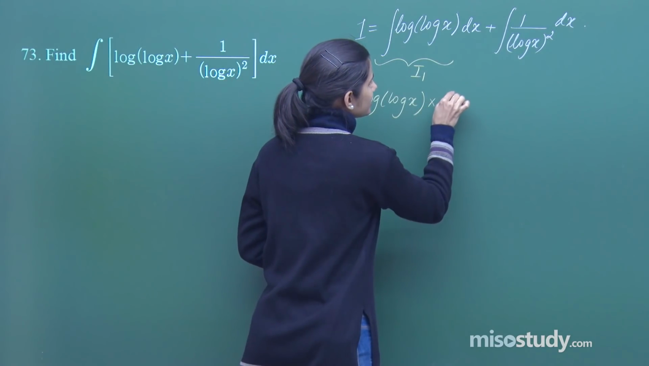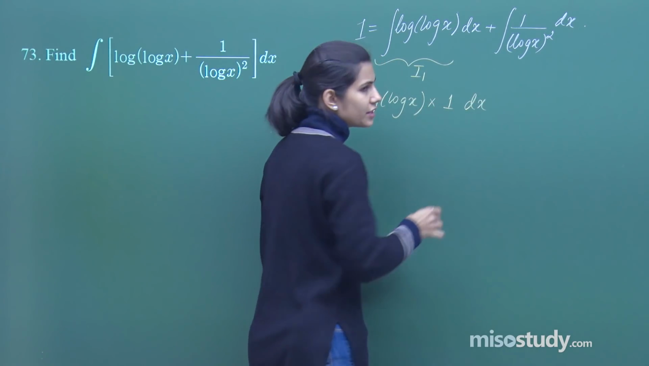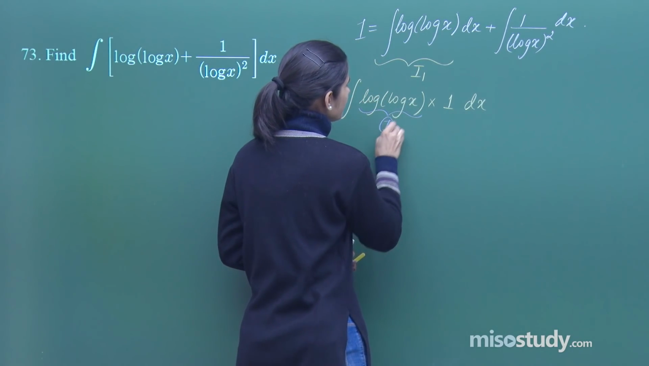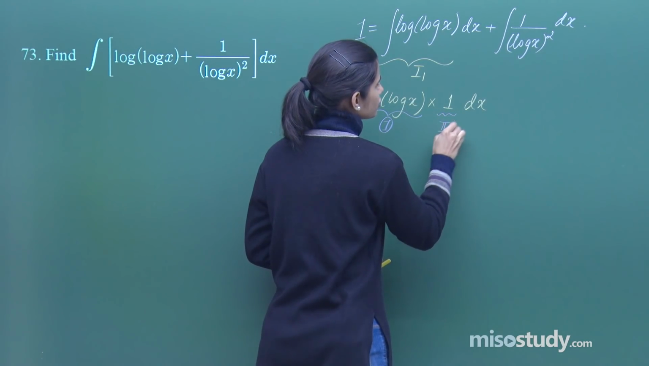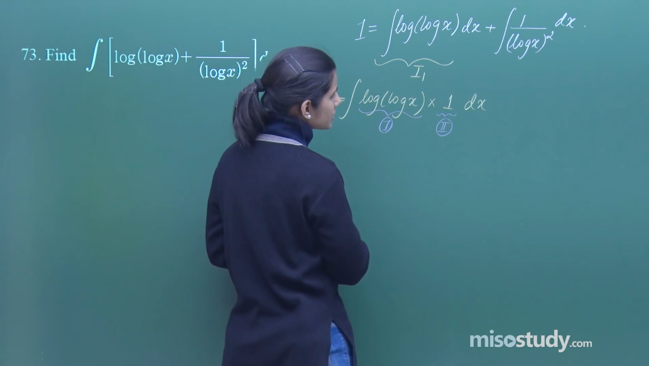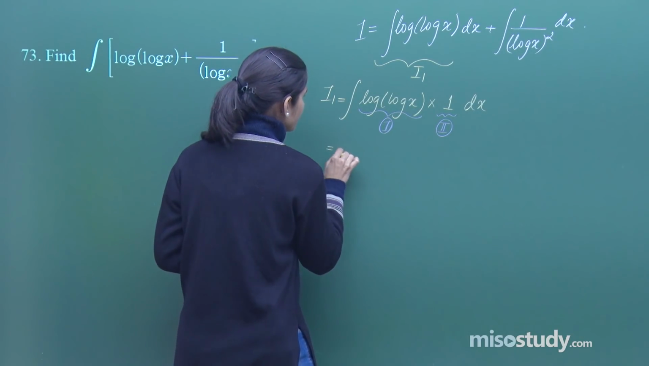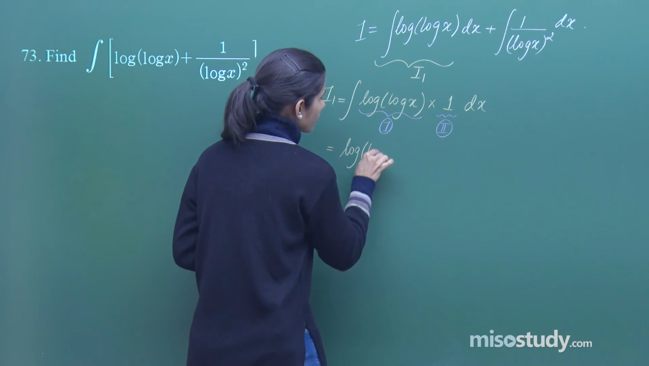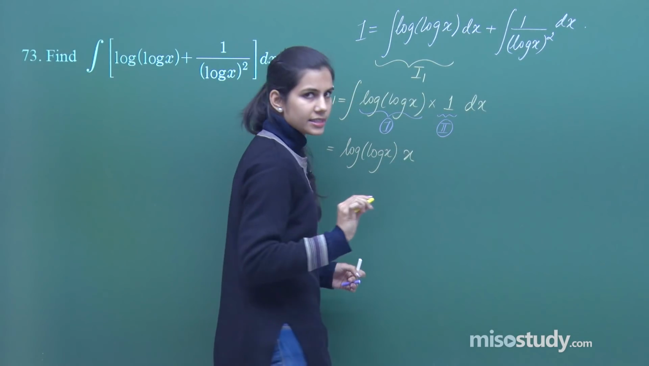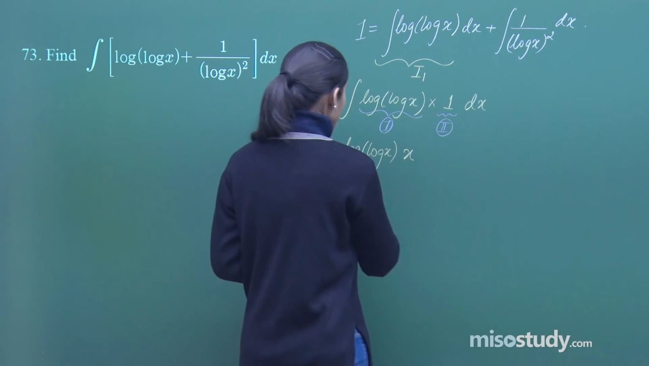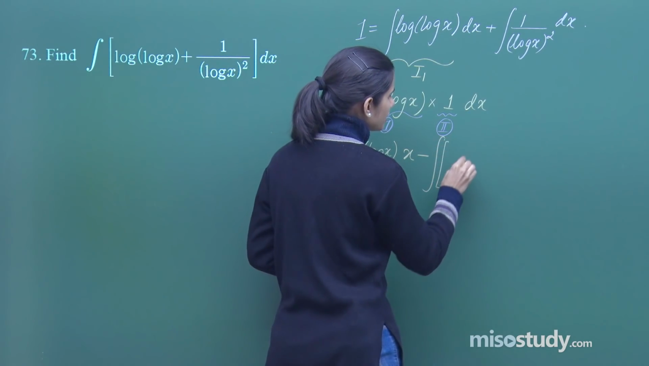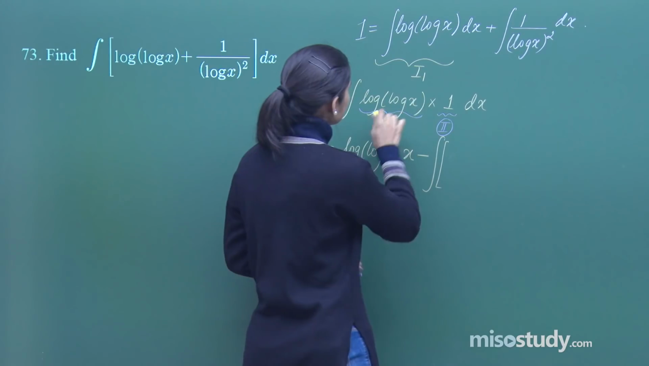And therefore I write it as this into 1 dx. Whenever there is log, that's what we do. I consider this as my first function, this as my second function, and apply by parts. So integral of first into second: first function into integration of second, which is x, since integration of 1 dx is x, minus integration of differentiation of first function.